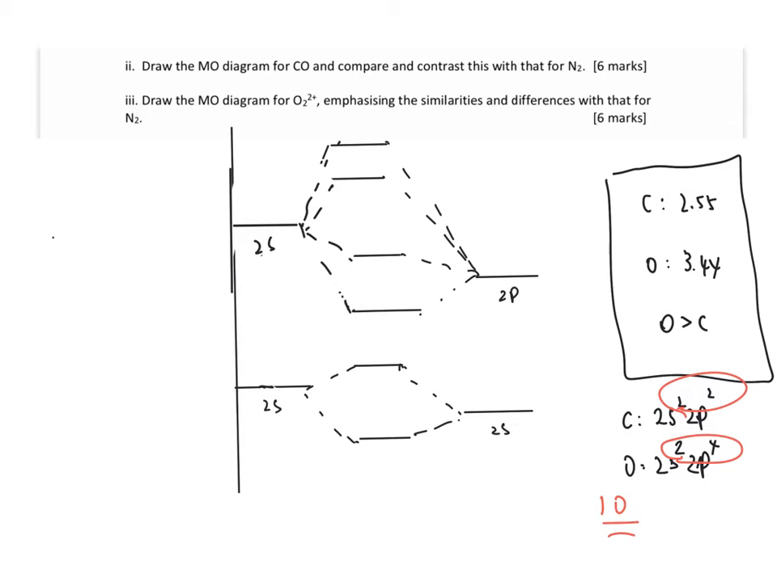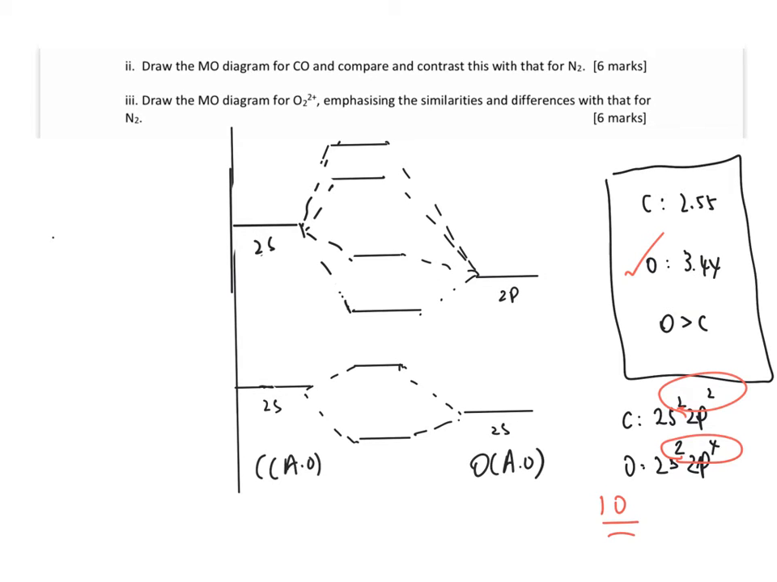Because of the higher electronegativity of oxygen, its atomic orbitals would be of lower energy than the corresponding atomic orbitals of carbon, which in this case would look like this. On the left-hand side would be the atomic orbitals for carbon, and the right-hand side will be the atomic orbitals for oxygen.